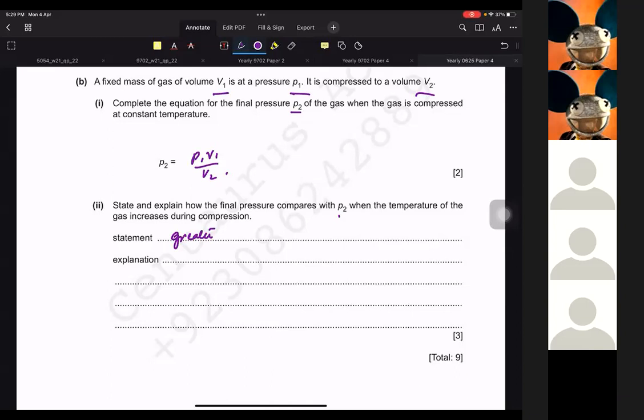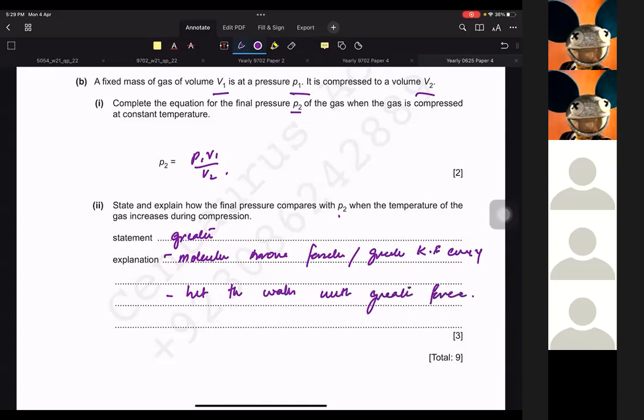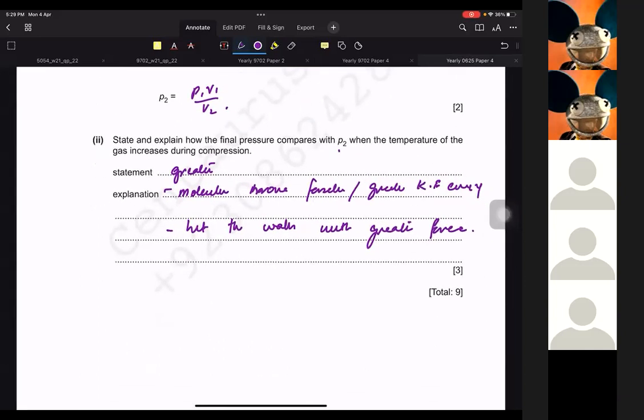Particles have more kinetic energy. Exactly. And how is it greater? Because molecules move faster. You can also write they have greater kinetic energy. And because of this, they would hit the walls with greater force. All right. So that's why. Now, please do remember.